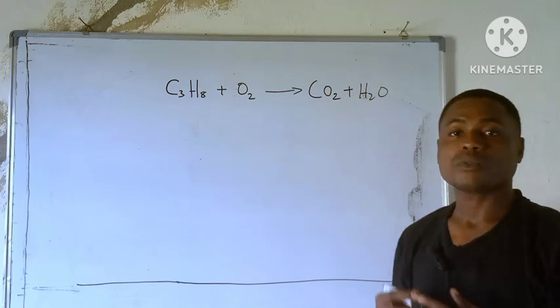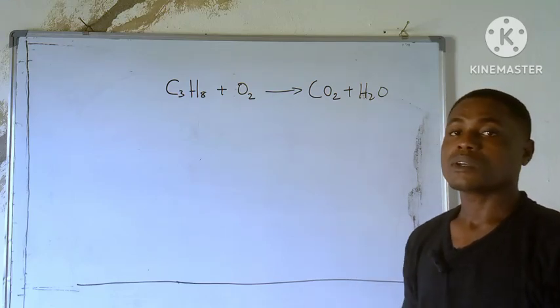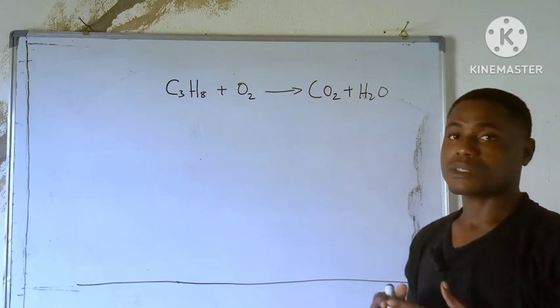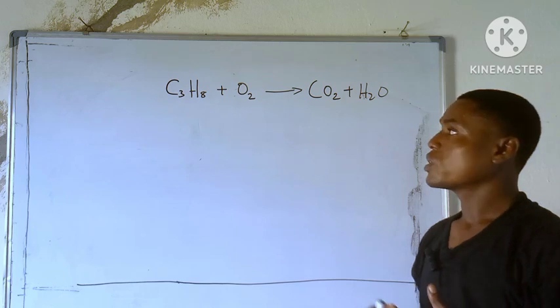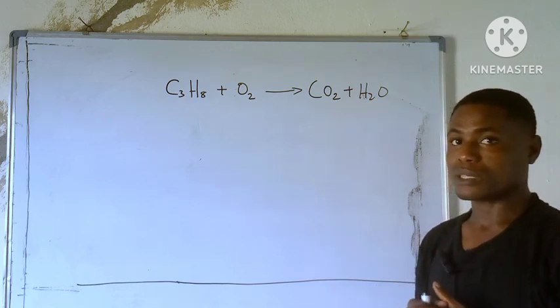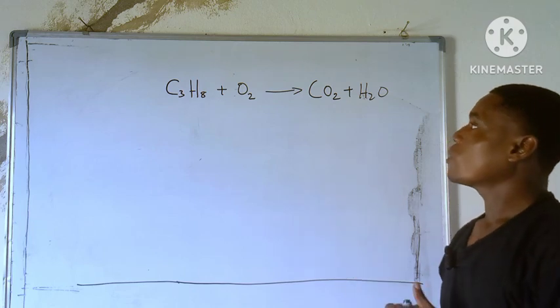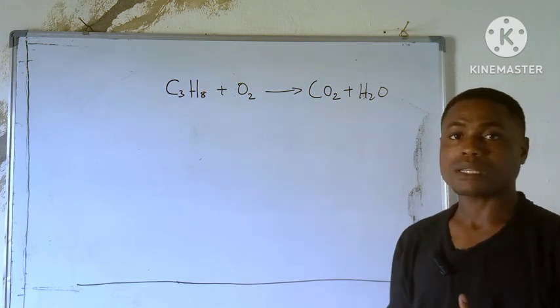So many students are still confused on how to balance any chemical equation in chemistry. Balancing of chemical equation in chemistry is very simple if you understand the basic steps. I get it. So in this video, I want to show you step by step on how you can balance any chemical equation in chemistry. Now look at the board. We are given this chemical equation to balance.